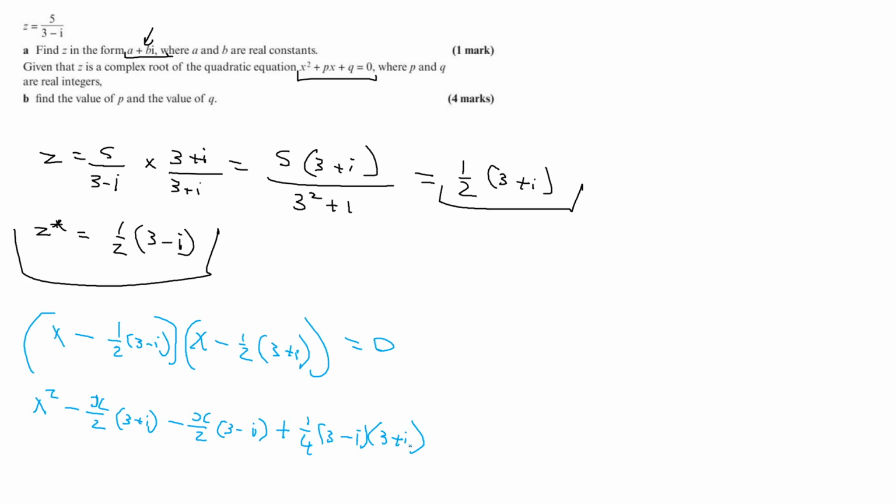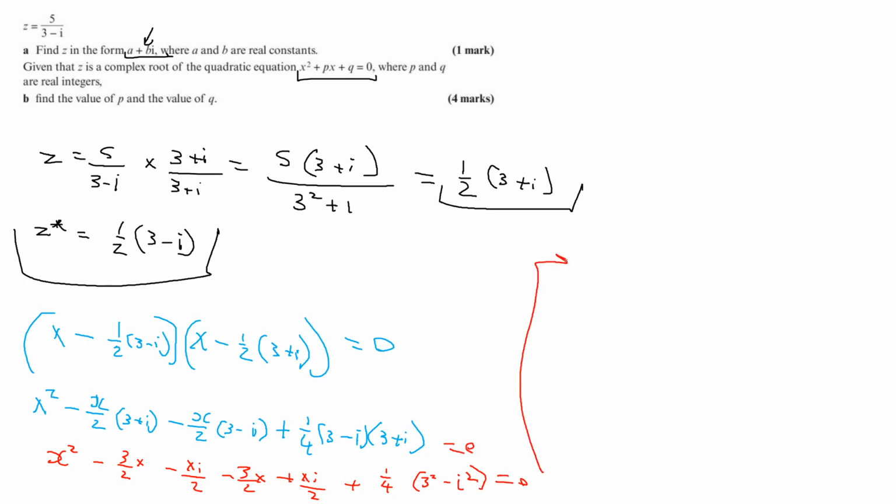Alright, sure. And now we need to expand again. So, x squared minus 3 over 2 x minus xi over 2, minus 3 over 2 x, plus xi over 2. And then it's plus a quarter times 3 squared minus i squared, which is just going to be 10. And that's all equal to 0.